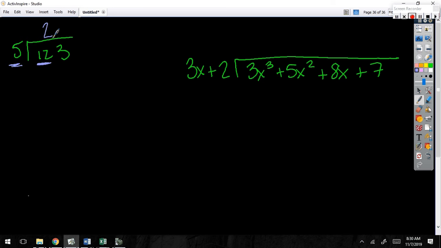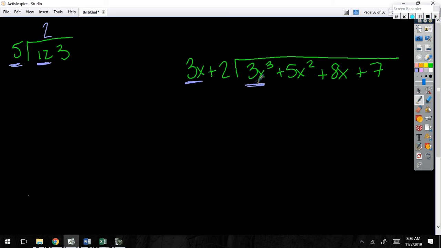All right. Well, I'm going to stop at that step, and I'm going to come over here, and I'm going to do the same thing with the polynomial, okay? The key here is we're using first terms only. So look at 3x and look at 3x cubed. What can I multiply 3x by to get 3x cubed? 1x squared, right?